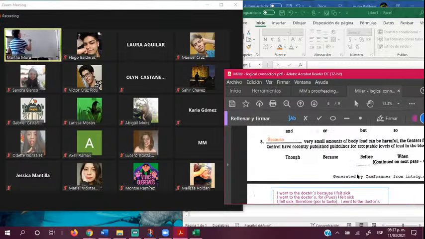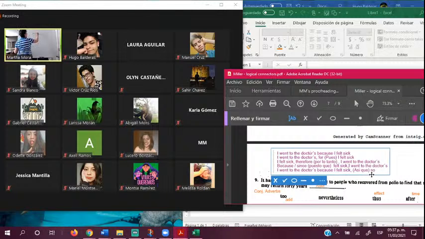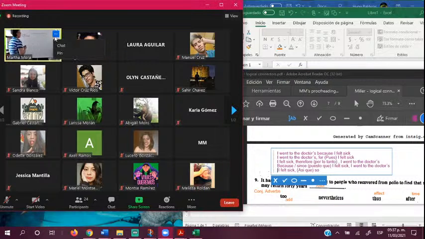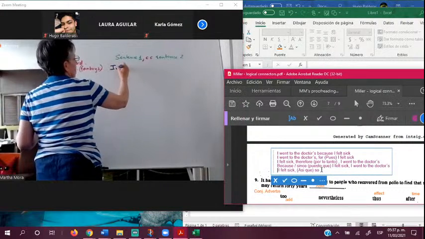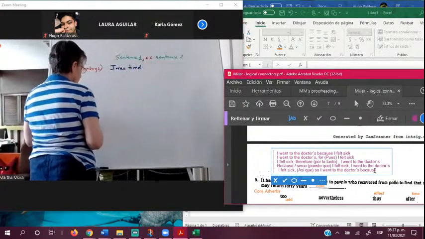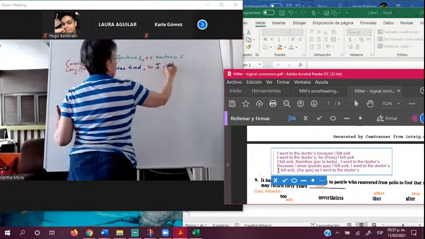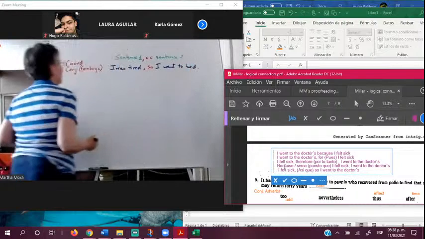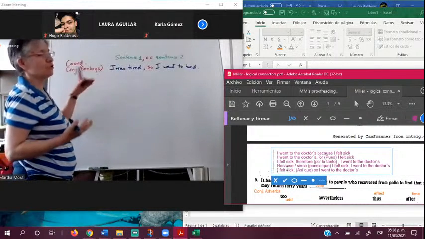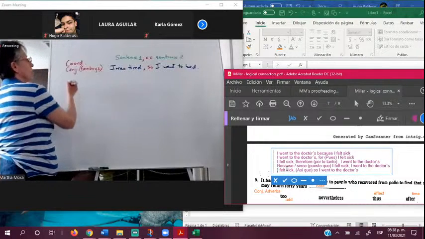Where we see the structure like this: sentence one, comma, the coordinating conjunction, and then sentence two. Like in the examples I was giving you, like I was tired, comma, so I went to bed. This construction is similar, but not so elegant, not so formal as the conjunctive adverbs.